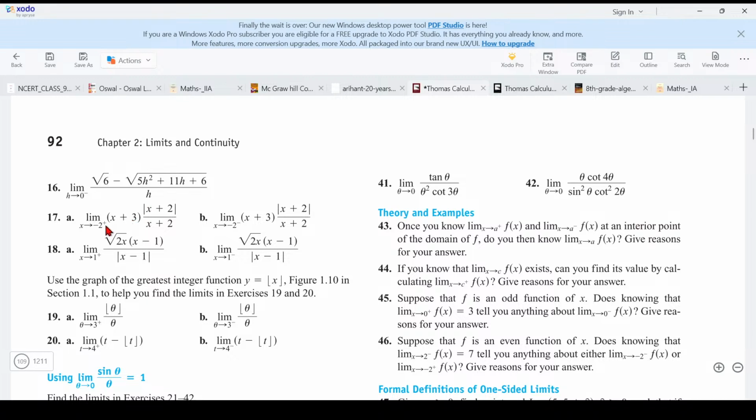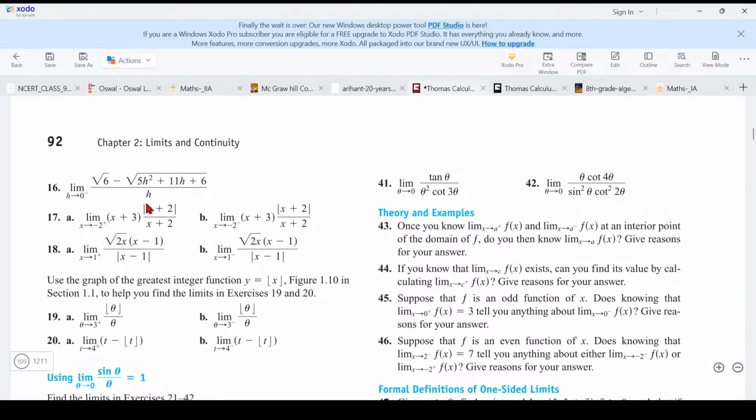x plus 2, x is minus 2 plus. So what does that mean? x is on the right hand side of minus 2. Minus 1.9, minus 1.99, something like that. So the x value is slightly greater than minus 2, like minus 1.9, minus 1.99, or minus 1.5, minus 1.2. So x plus 2 is a positive number.